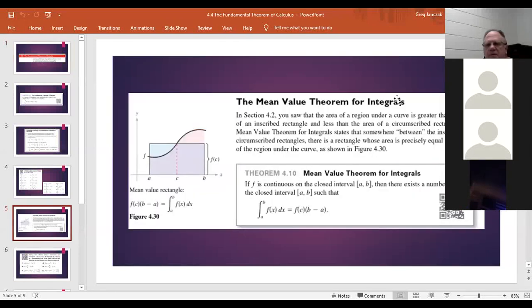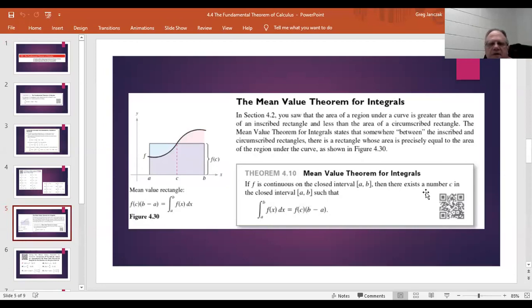To do, which had to do with the mean value theorem. Basically, you saw that the area of a region under a curve is greater than the area of an inscribed rectangle and less than the area of the circumscribed. The mean value theorem of integrals states that somewhere between the inscribed rectangle and the circumscribed rectangle, which is outside of the area, there's a rectangle whose area is precisely equal. So that's where this point C comes in, to where the areas will be equal.